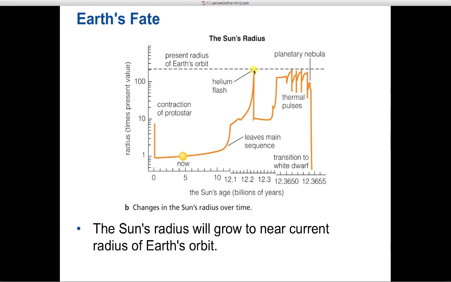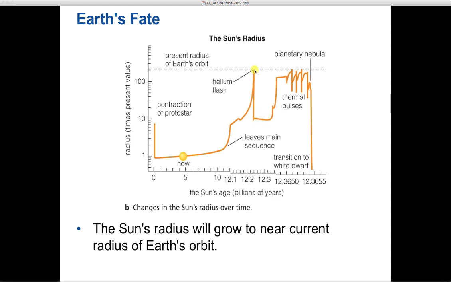Temperatures on the Earth are going to get really, really hot. Life is going to be just unable to survive. Maybe there'll be some microorganisms that can survive, but certainly not human life. But then eventually, when the helium flash happens, luminosity is going to go down. The core is going to expand. The star is going to shrink. It'll be burning helium nice and stably in its core, but it'll be bigger than it was before.